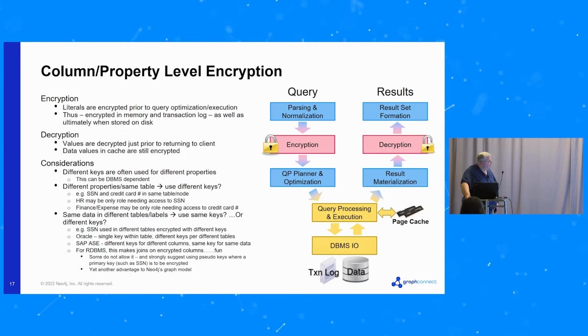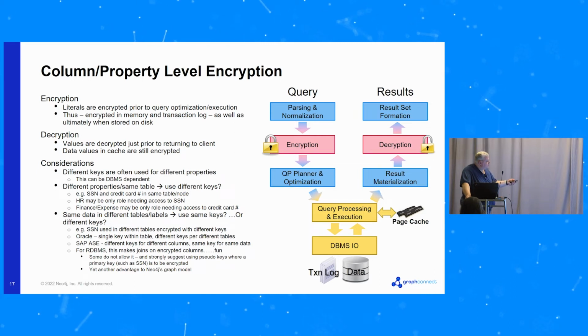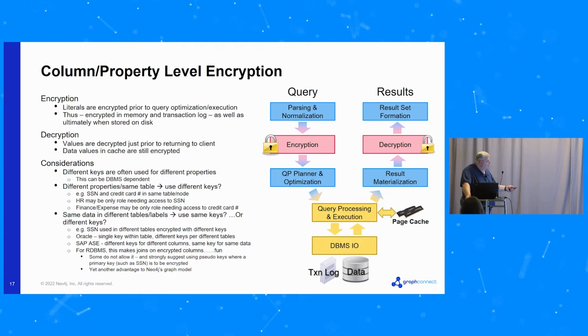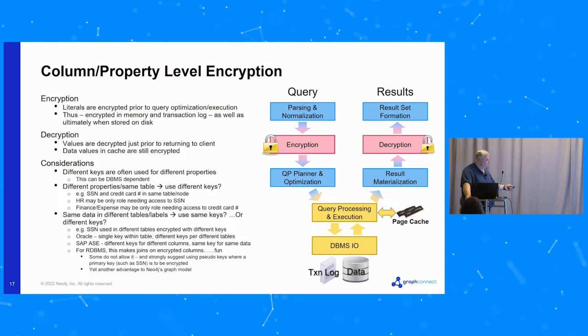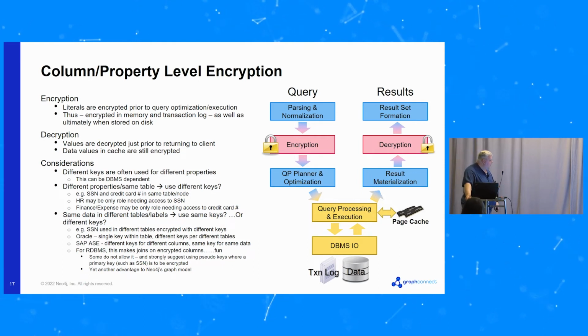So where does it happen in a stack? In the query parsing and normalization, we figure out the literals, we encrypt the literals, we pass them through. This is typically how you do it in a database, generically. Send it through all the way down to the disk. Some of the considerations, you're using different encryption keys for different properties. And this gets into your relational stuff. Use different keys in different tables, or different keys in different nodes, or whatever. And there are some decisions you have to think about.